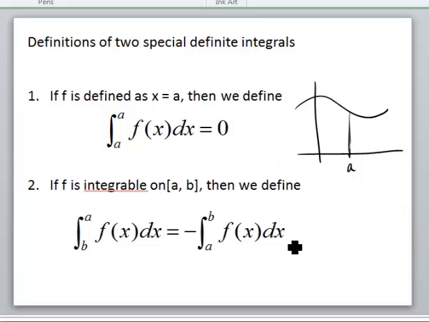The last part then I want to mention is that if you have something that's integrable on a to b, then we define the integral from b to a of f of x dx as flipping those bounds, and putting a negative out front. Okay, so these are the two special things that we need to remember about definite integrals.